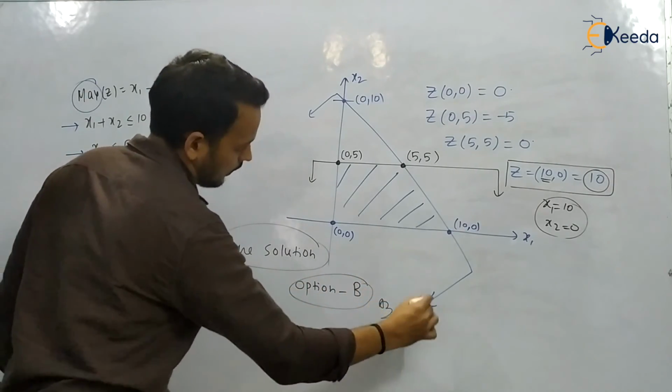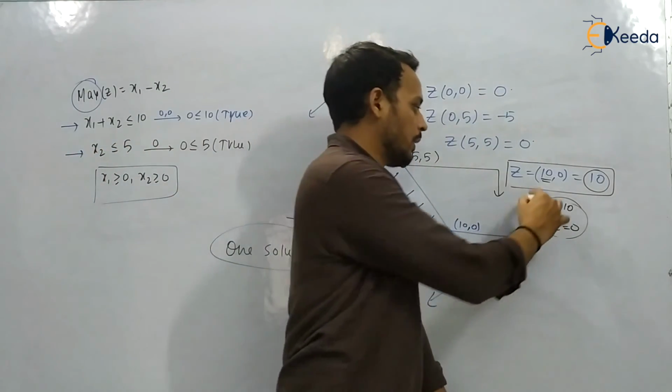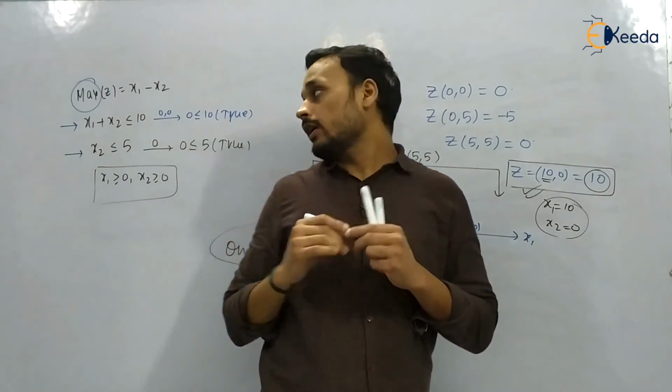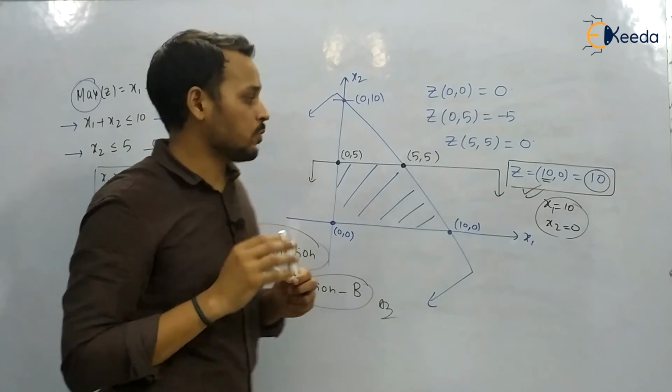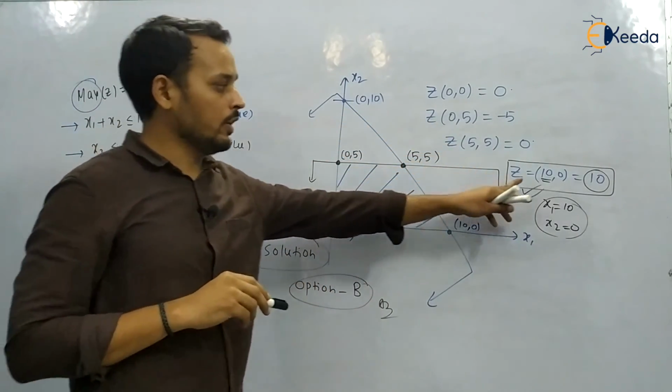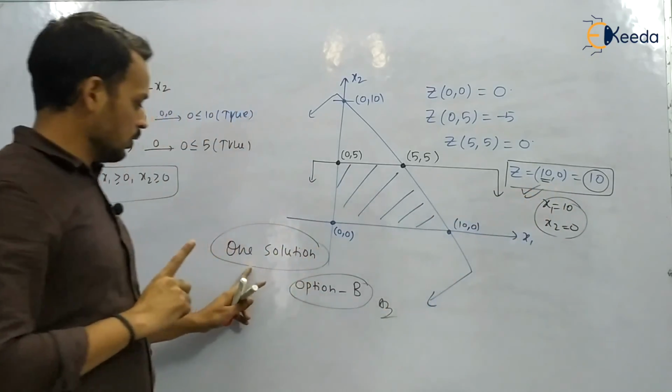This is the answer. Very simple, plot it. We have to look for the optimum value because the function is of maximization type. You can just plot the graph, plot the constraints and check the feasible region. You can find the solution at the corner points. The maximum is at only 1 point, so we have got one solution.